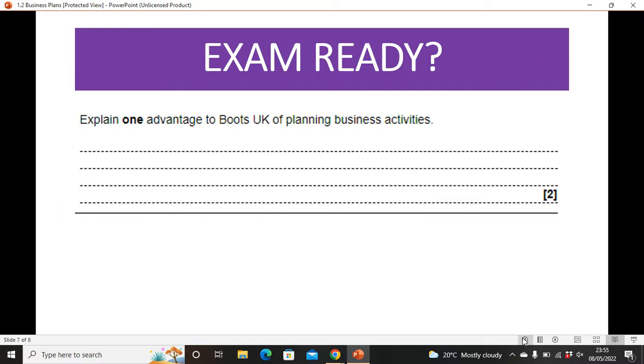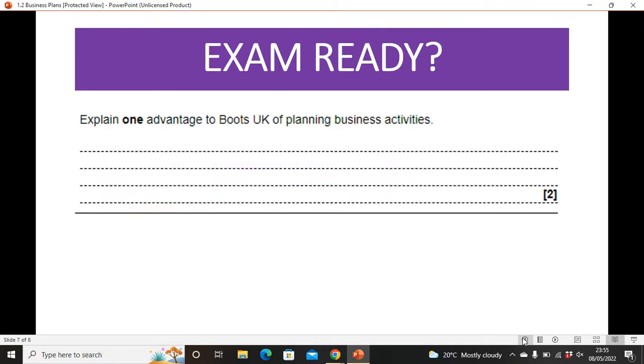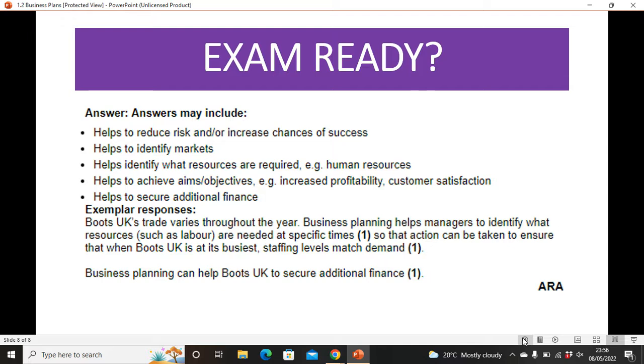Right, so going back to the question: explain one advantage to Boots UK of planning business activities. Now, I've not provided the case study here, but I presume everyone knows what Boots UK do and sell. So, to score 2 marks, you get 1 mark for knowledge and 1 mark for application in this particular question, because it does say, going back to the slide, the advantage to Boots UK. If it said an advantage to a business, then it'd be 1 mark for knowledge, 1 mark for understanding. But in this case, it's 1 mark for knowledge, 1 mark for application. So I'm not going to go through what the answers include. As you can see, these are basically the benefits that I've just talked about.